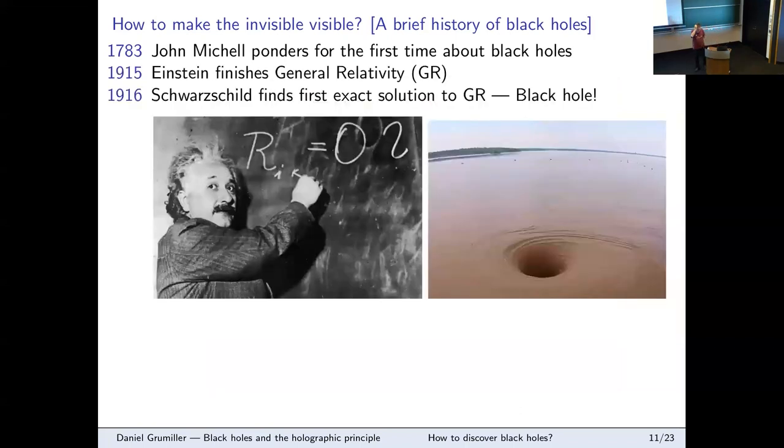Okay, then for a long time, nothing happened. Next milestone was 1915. Einstein finishes general relativity, which took him almost a decade. And then Schwarzschild only took a couple of weeks to find the first exact solution to general relativity. And amazingly, this is a black hole solution. So that is an indication for a fact that I'm going to elaborate on a bit later. Black holes are, in fact, very simple objects. Not just very simple. Classically, they are arguably the simplest objects you can imagine. And I'm going to explain in which sense I mean this.